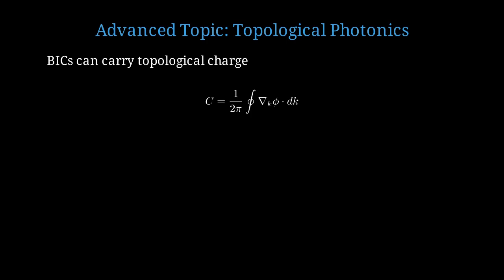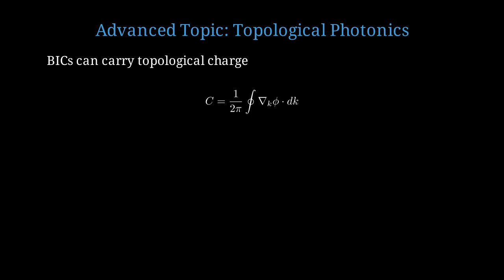Let me touch on an advanced topic. The connection between bound states in the continuum and topological photonics. This is a cutting-edge research area. Bound states in the continuum in momentum space can carry topological charge, which is a robust integer characterizing the winding of eigenvectors around the bound state point. The topological charge C equals 1 over 2π times the contour integral of the gradient of the phase φ with respect to k, dotted with dk.